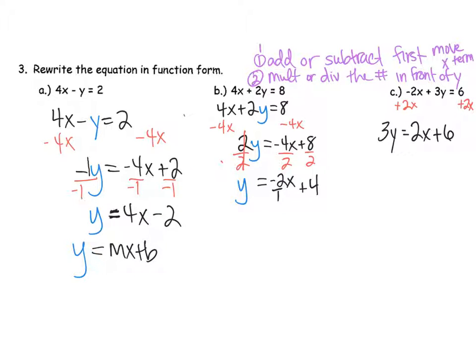Divide 3y into everything. Divide 3, just the 3, not the y, into everything. Leave the y. Fraction. 2/3, rise over run, right? Slope. Plus, what is 6 over 3? 2. And you're done.